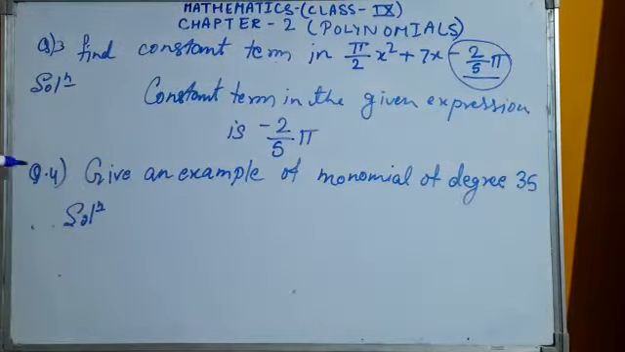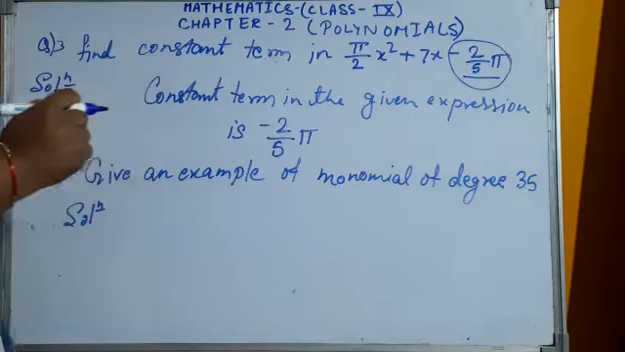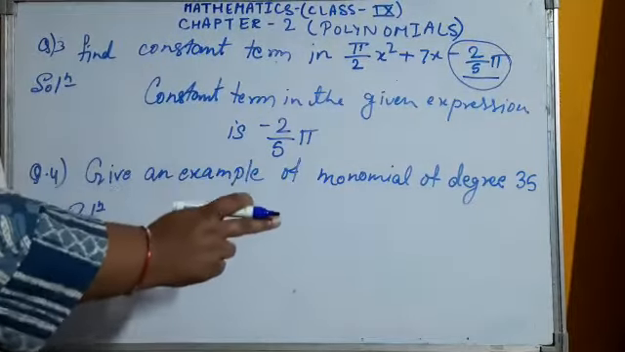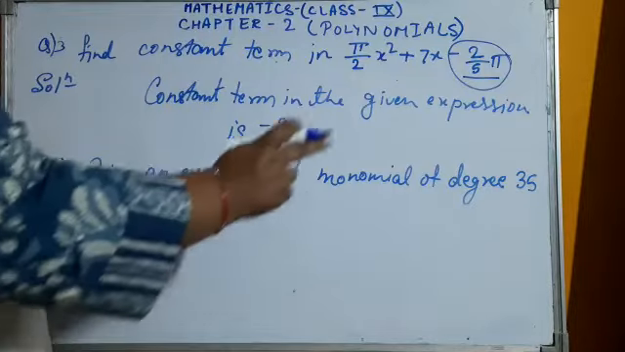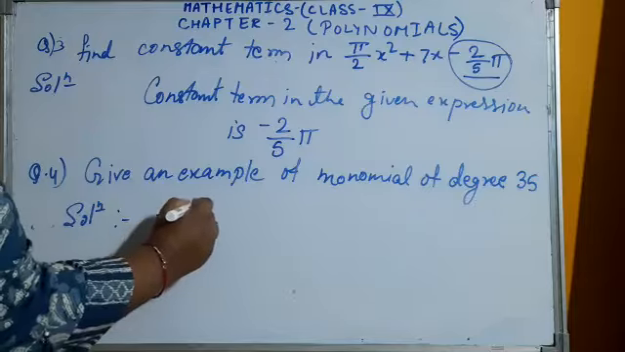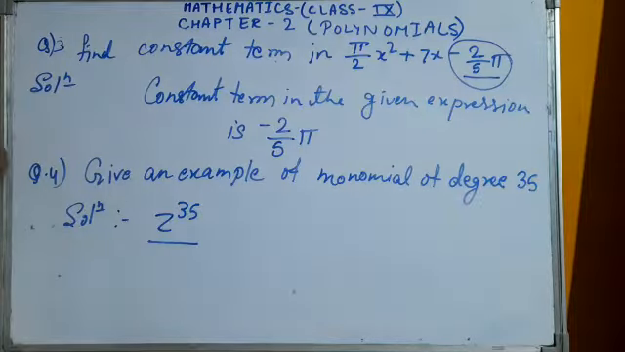One more question is give an example of monomial of degree 35. We know monomial is a polynomial having only one term. Degree is 35. We can write z to the power 35. You can see only one term is there and its power is 35. So it is a monomial of degree 35.